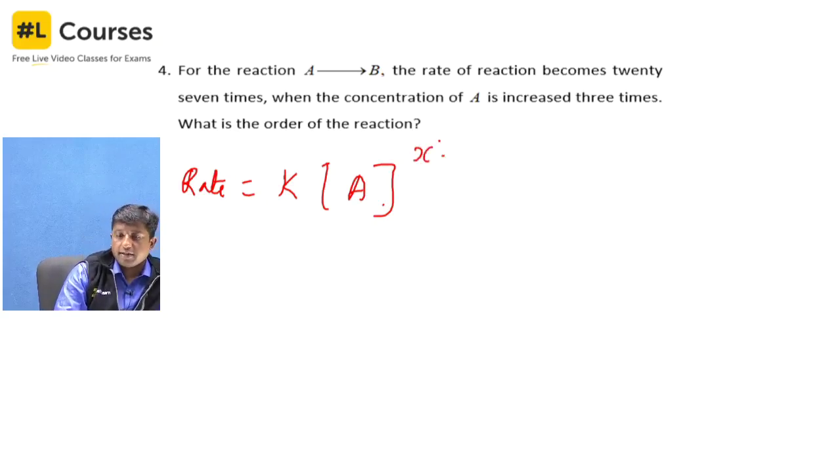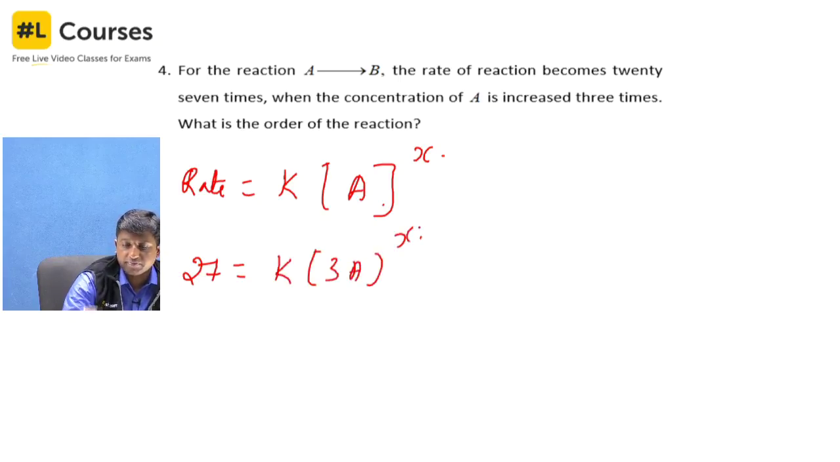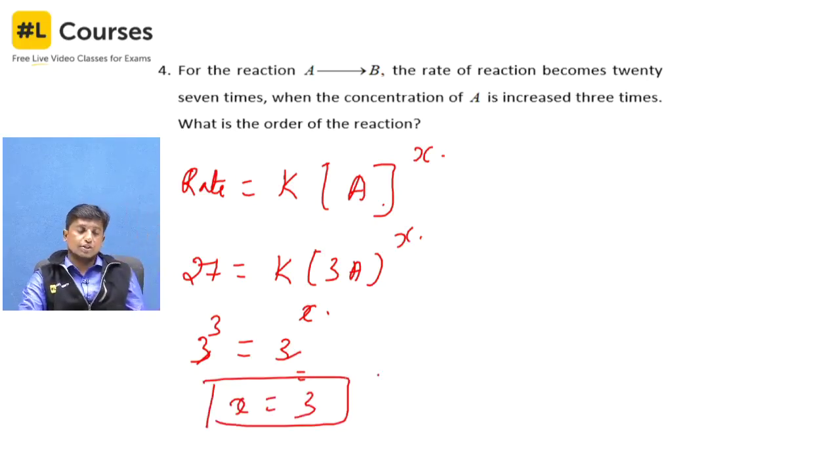In the problem they have asked, the rate of reaction becomes 27 times when the concentration of A is increased by 3 times. So A becomes 3A, because the concentration of A is increased by 3 times, students. Now, 27 I can write as 3 cube, equal to 3 to the power of x. Equating the base, we can write x will be equal to 3. So, this is a third order reaction.